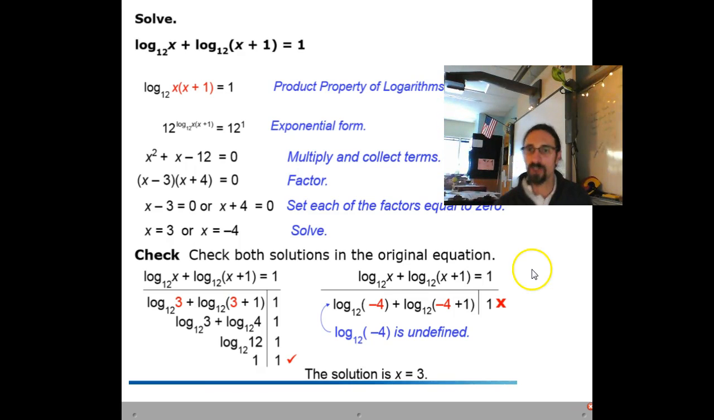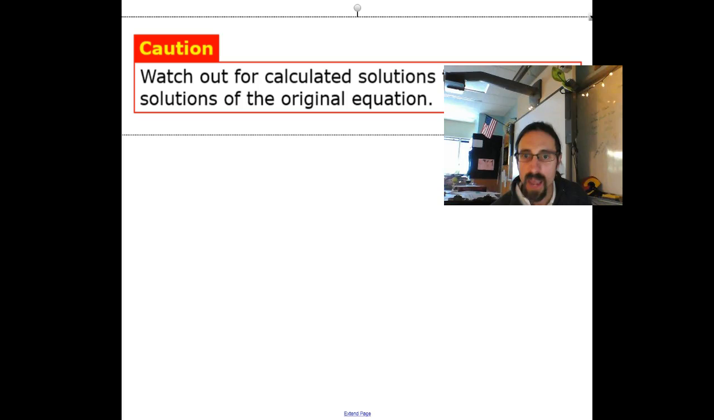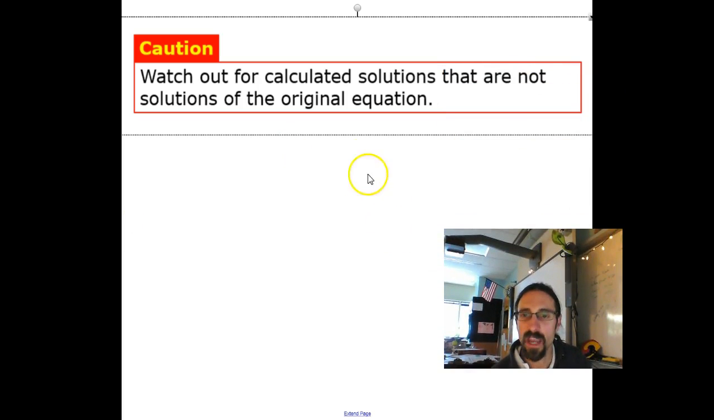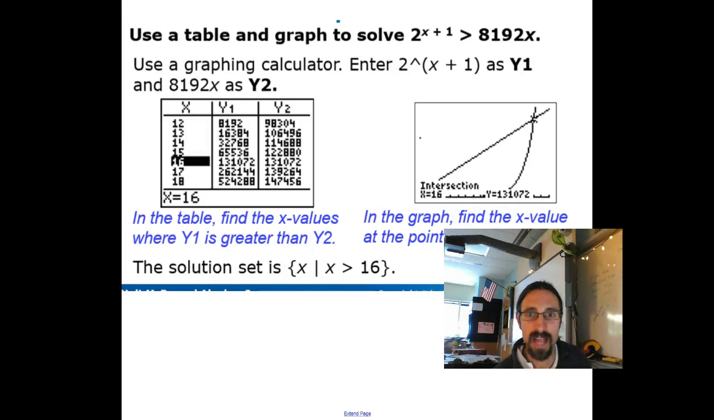Okay, so just a quick reminder. There's no such power that you can raise 12 to to get negative 4. And that's why this here is undefined. And that's what this caution says: hey, watch out for solutions that are not solutions in the original equation, right? They might mathematically be there, but not in practicality.